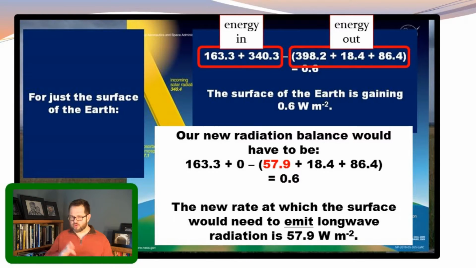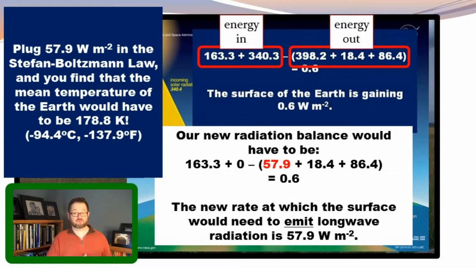All right, that would be the new rate at which the surface of the Earth would have to emit long-wave radiation. But that is determined by the temperature of the Earth. So if we know the amount of radiation the Earth would have to be emitting, we now can use Stefan-Boltzmann's law and just solve back for the temperature. At that number, you plug that into Stefan-Boltzmann's law to solve backward for temperature, and you get a temperature of 178.8 Kelvin, which might not mean anything to you because Kelvin's not so easy to think about.